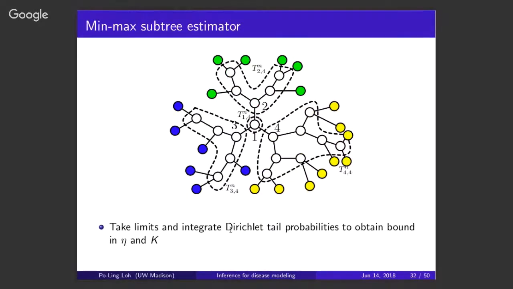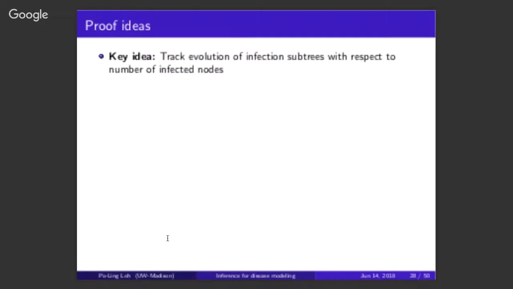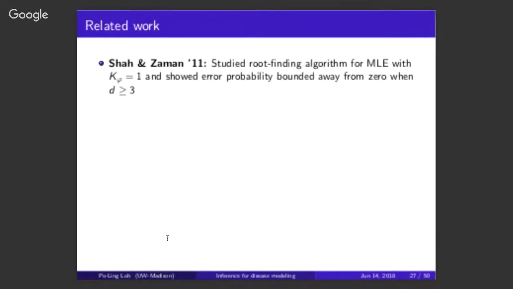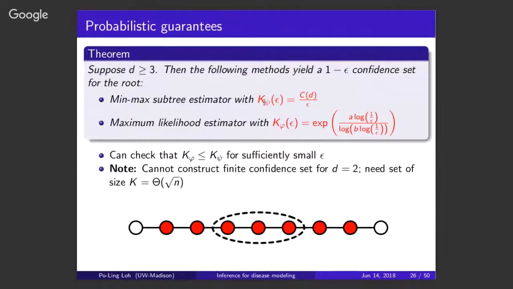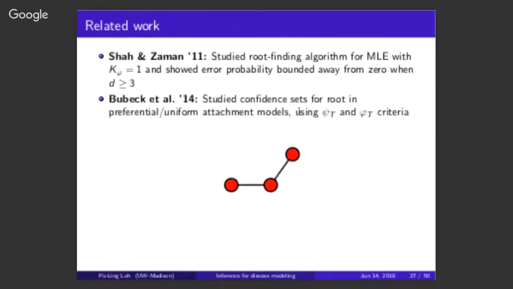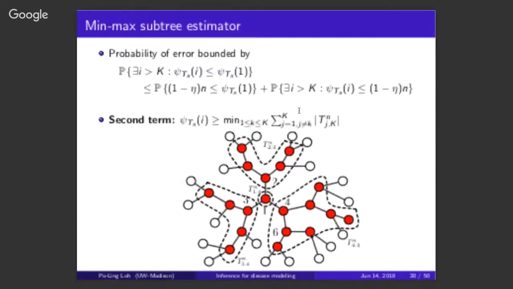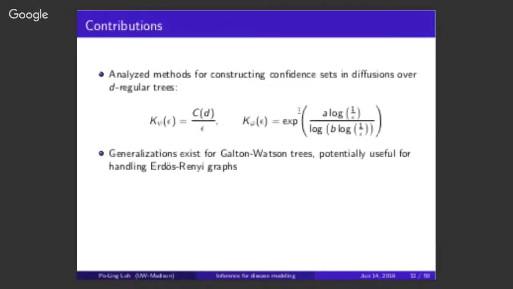I think the last thing I wanted to say here was that we take limits and we integrate the probabilities to figure out what k should be. And when that is all done, we conclude that, in fact, if we choose k to be something like something to the d over epsilon, then this error probability will be bounded by epsilon. All right. So that's, I think, the first part of the talk.